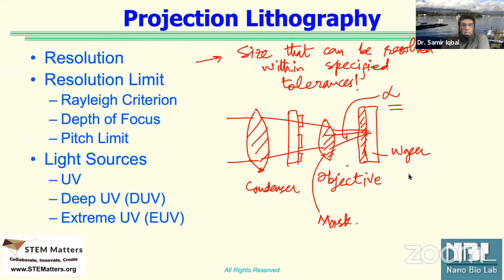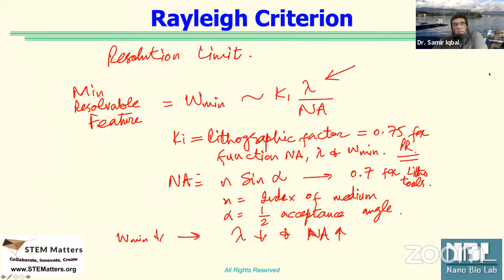So the first one is resolution limit, right? So how can we resolve two features? The formula here is Wmin, the minimal resolvable feature. If a mask has, say, two squares, and you project that on the wafer, can you identify those two squares as separate from each other, or do they become condensed and combined into each other?